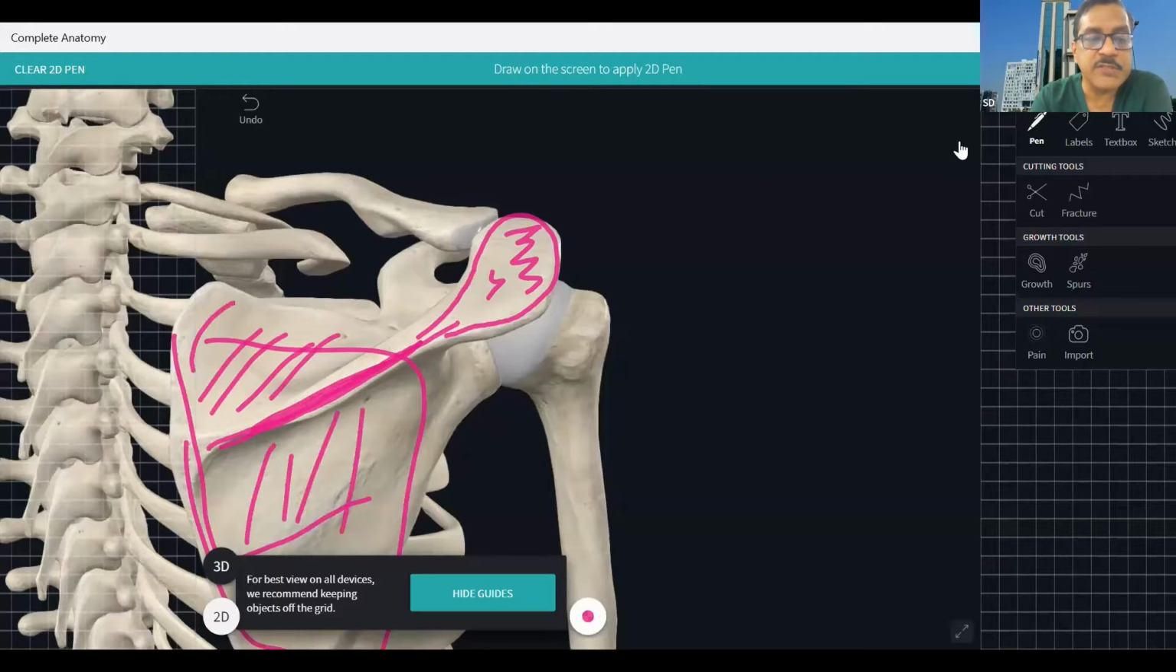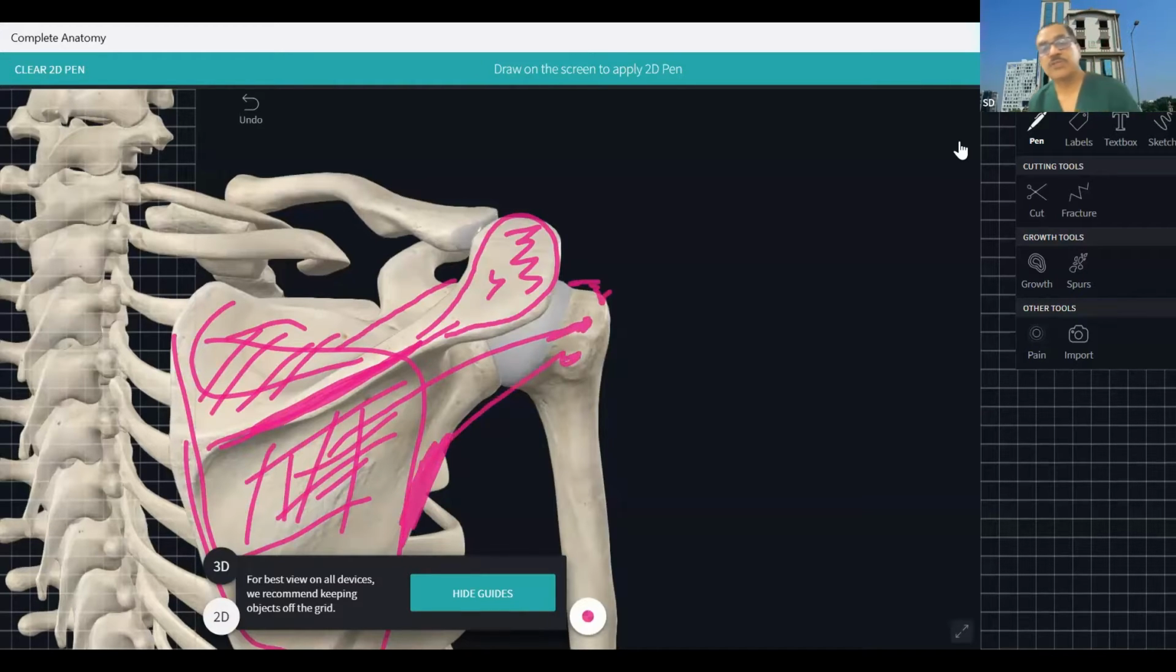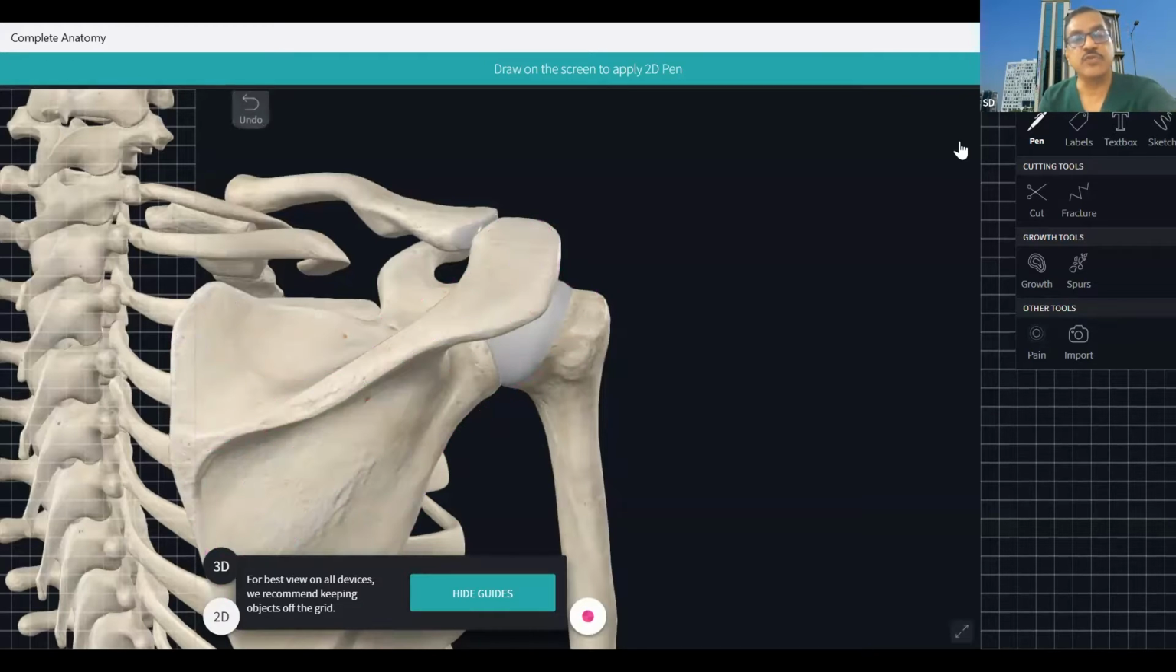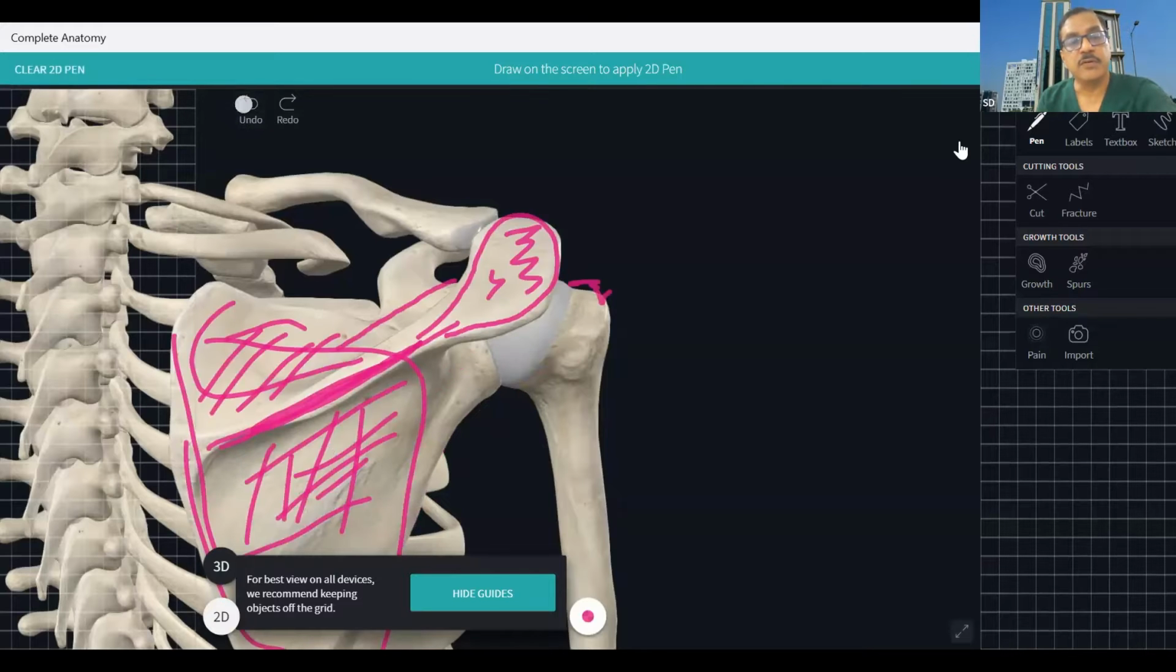The supraspinatus muscle takes origin from here, goes below the acromion and comes here, getting attached to the superior facet. The infraspinatus muscle arises from the infraspinatus fossa and gets attached to the middle facet. And the teres minor arises from here and gets attached to the inferior facet. So these are the three different muscles attached at different parts of the greater tubercle.